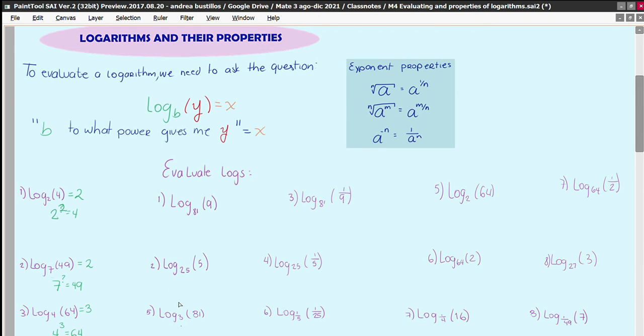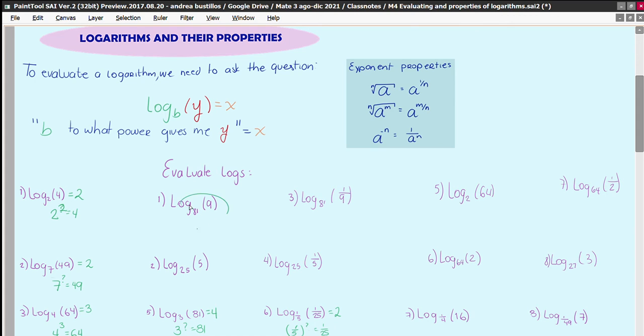In this exercise, 3 to what power gives me 81? The answer is 3 to the power of 4 is 81, meaning that my answer is the exponent. This example, 1/5 to what power gives me 1/25? The answer is 2. If I raise this fraction to the power of 2, my answer is 1/25. So this logarithm is 2.